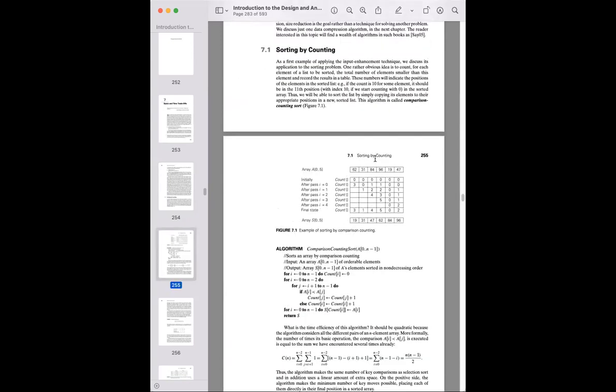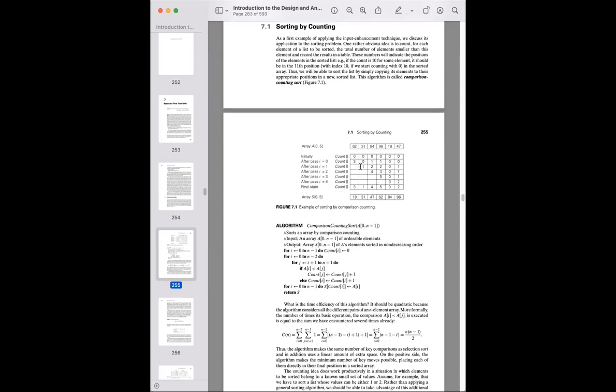So the first one here in chapter 7, section 7.1 is sorting by counting. So it's the idea that if you can go through and for each element of the list, figure out how many elements are smaller than that element, put that in a table, okay? The table will then be able to determine the positions in the sorted list, right? Okay, so for example, if the count is 10, as the book gives us here, it should be in the 11th position, meaning because if there's a 10 there, it means that there are 10 numbers smaller than it, so it must be in the 11th position, okay?